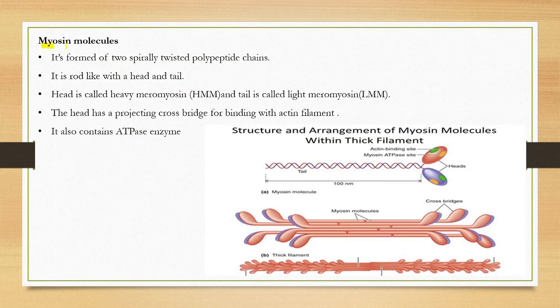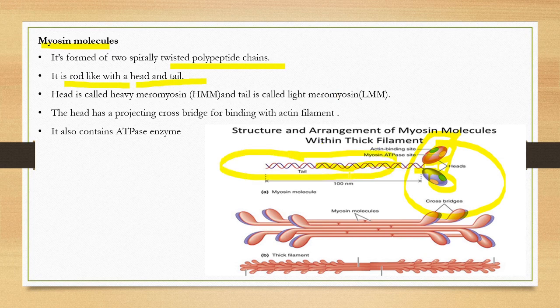Next one is the myosin molecules. The actin filaments are seen in the muscles. Then the myosin molecule is formed of two spirally twisted polypeptide chains. It is rod-like with a head and tail. So this is a long polypeptide chain with a head. This is the head region and this is the tail region. The head is called the HMM or heavy meromyosin and the tail is called the light meromyosin. So this one is the light meromyosin because of the low molecular weight.